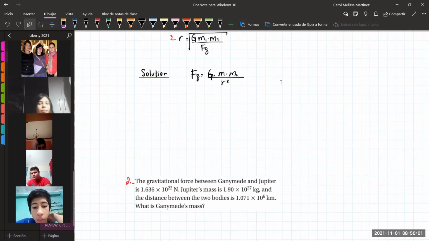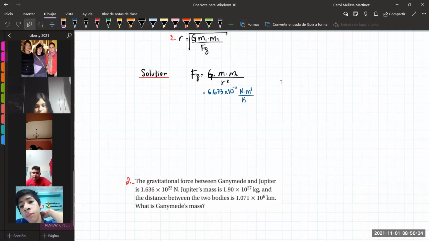Remember that G is a constant. That means there is a value that is never going to change. It is a universal constant, never going to be changing. So that G is actually 6.673 times 10 to the negative 11th power Newton meter squared per kilogram squared.